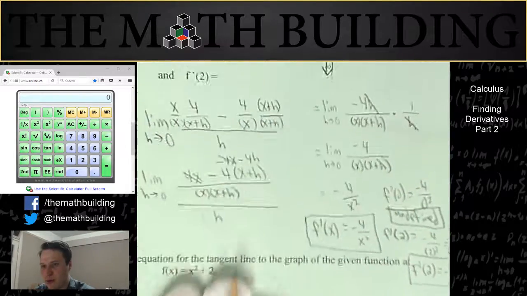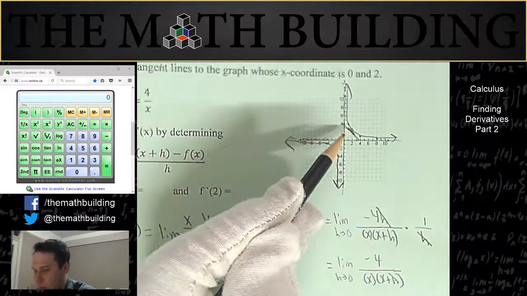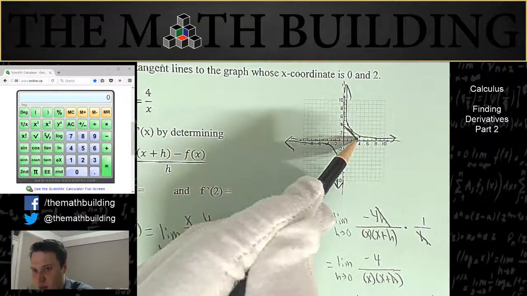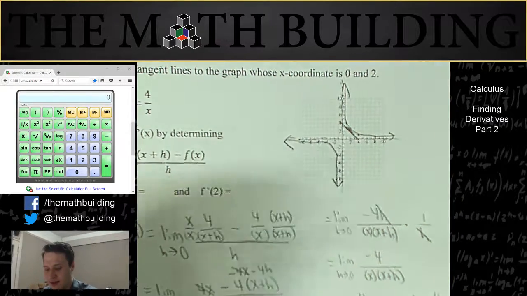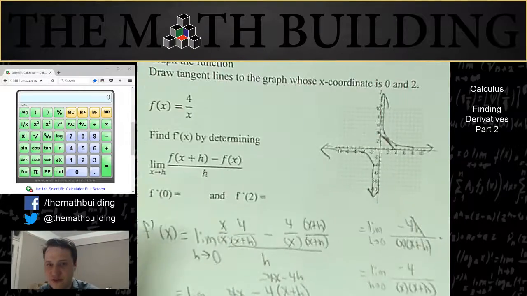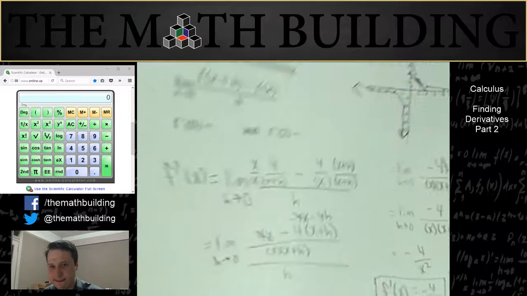And that's good, because remember, the derivative at 2 is equal to negative 1, and remember how I said we should have a negative slope right there, because that's what it looks like the tangent line is, and it turns out that slope is negative 1. So that's how you would find the derivative of a hyperbola using the definition. Let's do the next one.